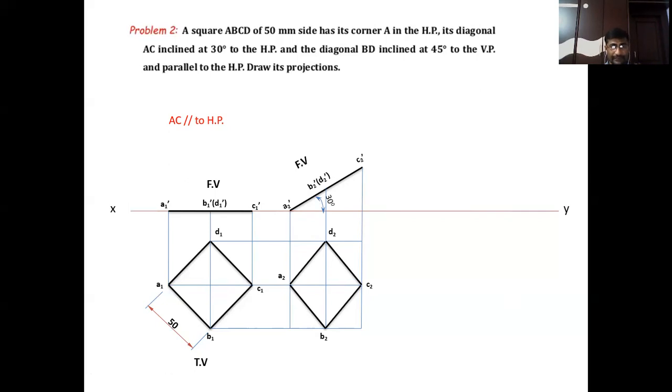That is the front view in the second stage. This is the top view. The top view is always below XY, and the front view is always above XY or on the XY. Clear, students? This is the second stage front view and top view.